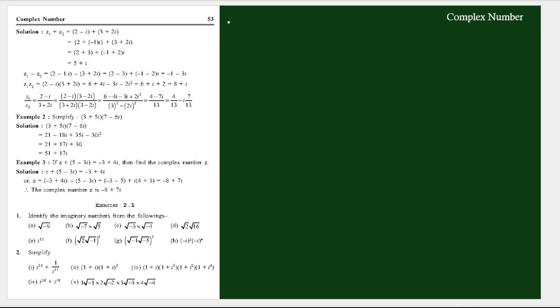Okay, let's go to question number 2. Number 2.1: i^35 plus 1 by i^31.